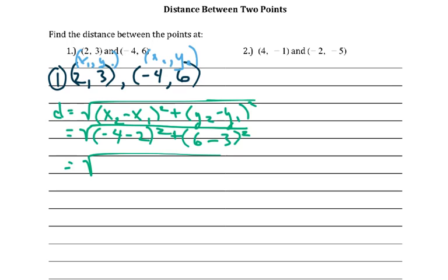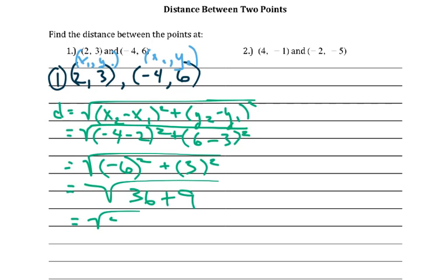Negative 4 minus 2 becomes negative 6. But I'm not going to just write these squared. I have to write that in parentheses. And then I'm going to add 6 minus 3 to be 3. Just for the heck of it, I'll keep that in parentheses as well. Negative 6 squared becomes 36. Plus 9 becomes the square root of 45.